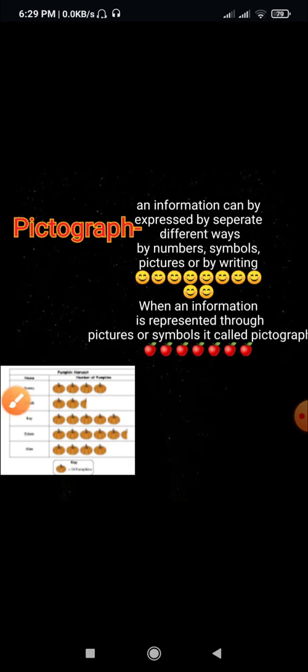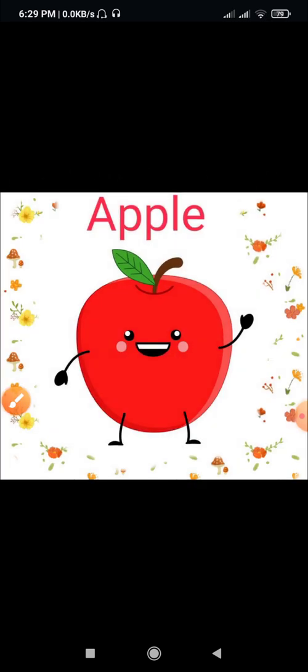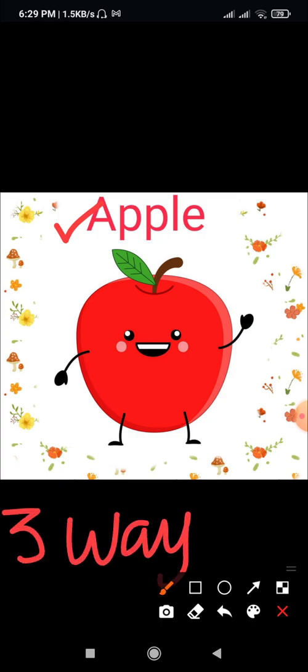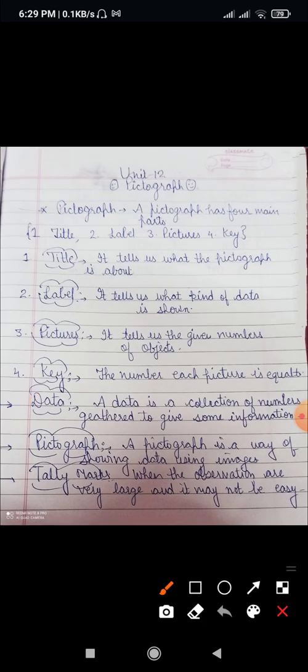Let's take an example. This is an apple. You can write apple, or you can draw it, or you can speak apple. There are three ways you can express this apple. So now I am going to tell you what is data, what is pictograph, and what are tally marks.